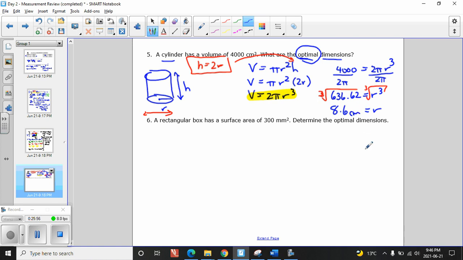So this is nearly done, but there are 2 different dimensions that we need to know, the radius and the height. My last little piece of this, I know I'm kind of out of space here, but now that I know the radius, I can plunk it back into my height equals 2r formula. And we'll just find 2 times 8.6, which is 17.2 centimeters.